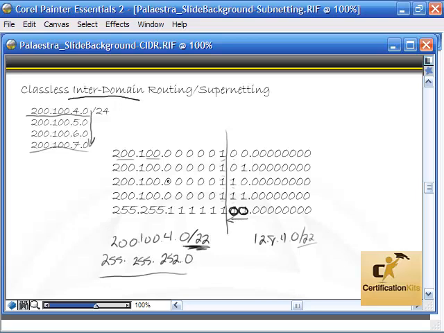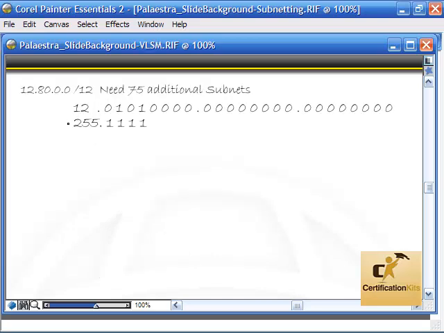Now let's take a look at what's called variable length subnet masks. We're going to take the 12.80 subnet and break it down further. What might happen is you might have a subnet coming off of a router, 12.80.0.0, and you might need to break it down even further into multiple additional subnets. So let's say we were going to use VLANs and chop this one subnet up into 75 additional subnets. So here's our starting point.